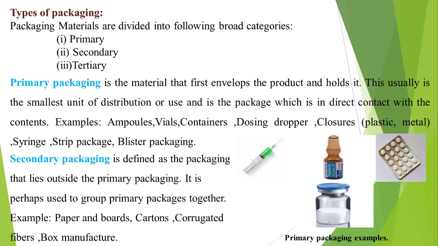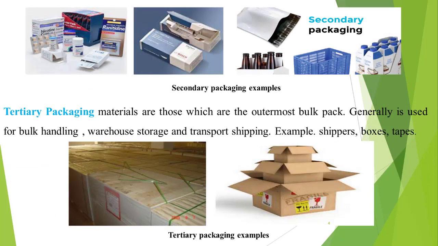When we talk about secondary packaging, it is defined as a packaging that lies outside the primary packaging. It is perhaps used to group primary packages together. Example: paper and boards, cartons, corrugated fibers, box manufacture. So this is the basic difference between primary and secondary: primary will be in direct contact with the drug, whereas secondary is where we are going to keep our primary packaging. Some figures are available for the primary packaging and the secondary packaging. If you see that, you can easily come to know.